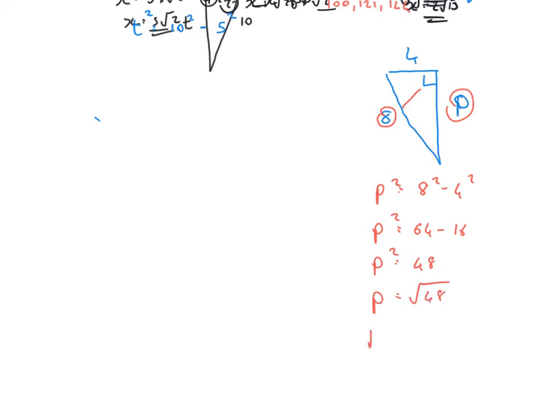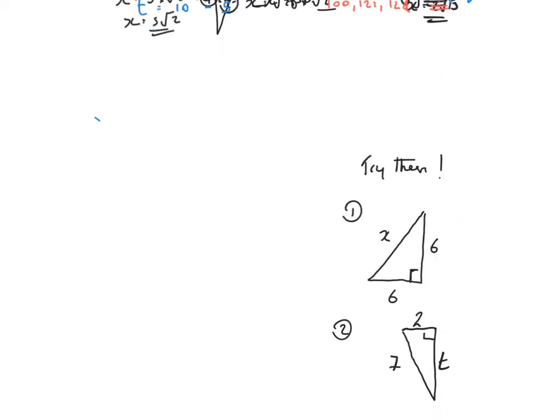Look at the numbers on the list. What's the number that's the biggest factor of 48? It's definitely not 4, it's 16. 16 times 3. Root 16 times root 3. 4 times root 3, shorten the right down, final answer 4 root 3.